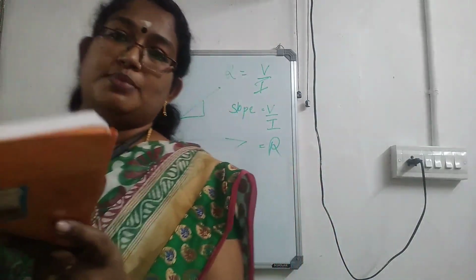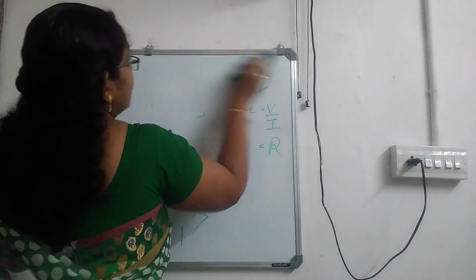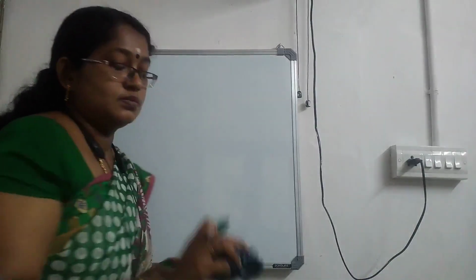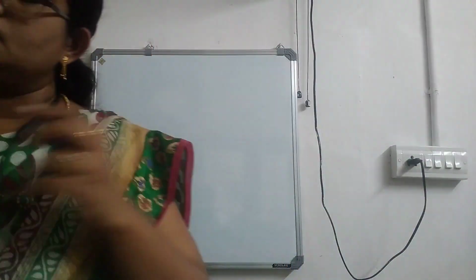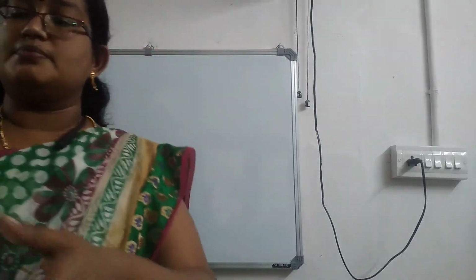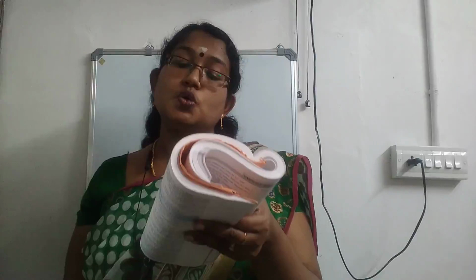Now we will do a few numericals. Okay, so you can take the notebook. We will be doing the numericals given in this section. Page number 187. Take page number 187. Numericals. First question. In a conductor, 6.25 into 10 raised to 16 electrons flow from its end A to B in 2 seconds.